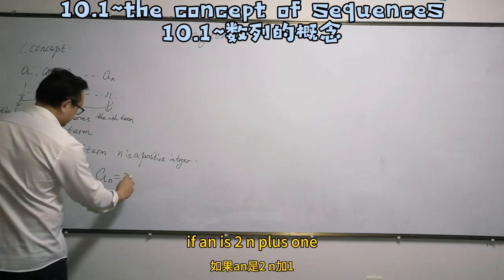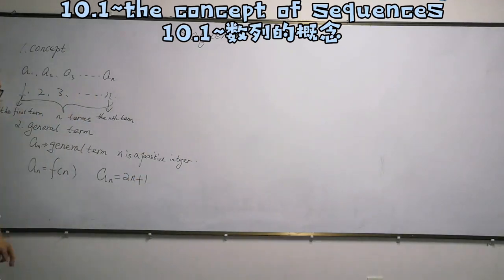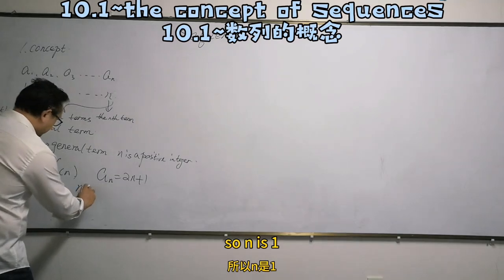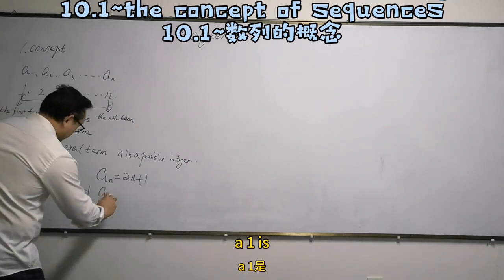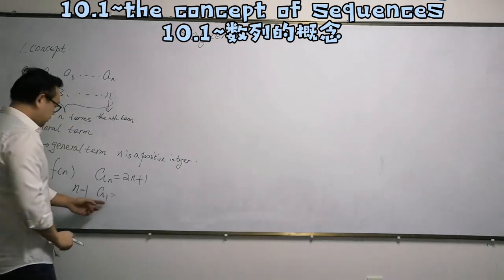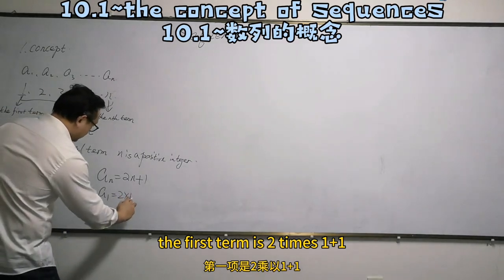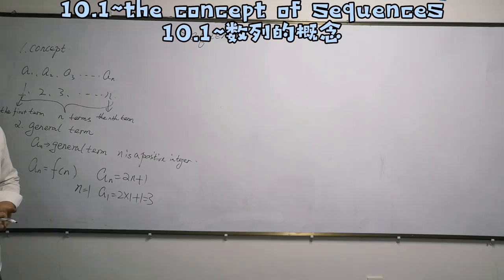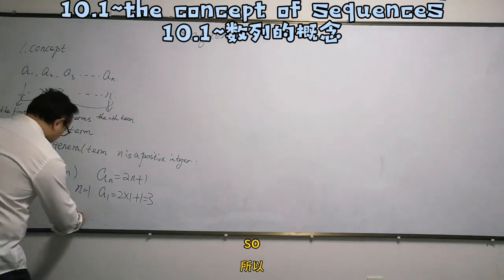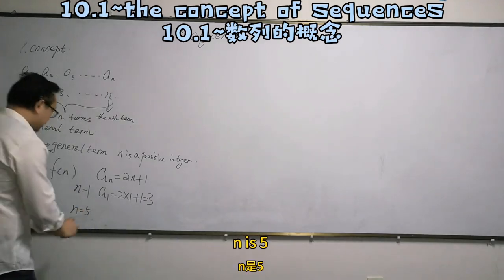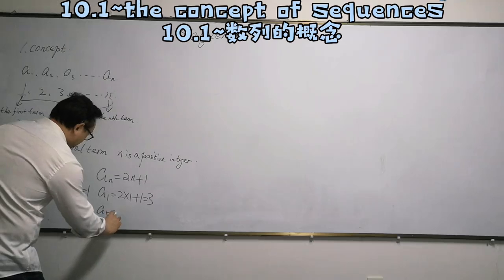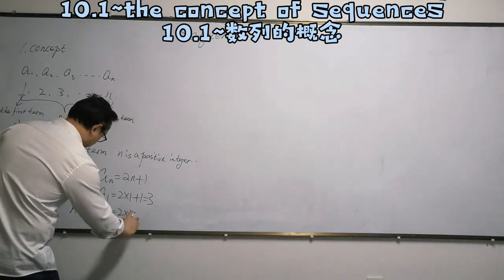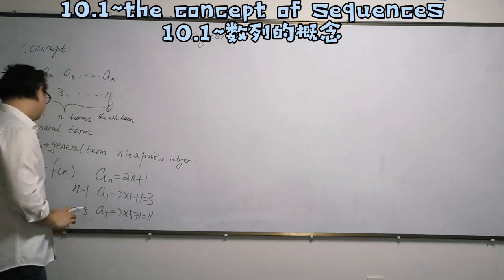For example, if An is 2n plus 1, if we want to get the first term, so n is 1, A1, the first term is 2 times 1 plus 3. If we want to get the fifth term, so n is 5 and A5, the fifth term is 11.